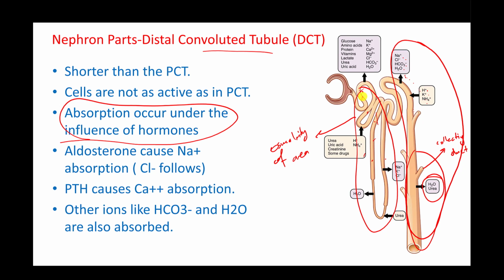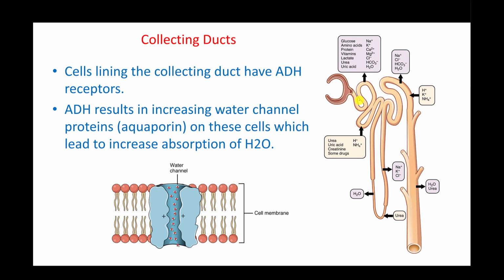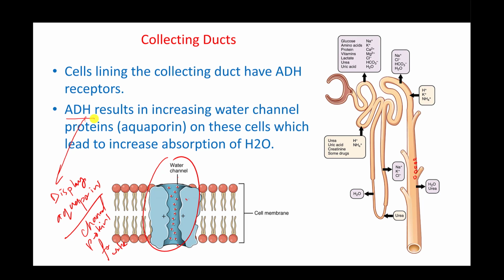Okay, comparing to the PCT and the nephron loop, for example, on the collecting duct, we have water channels. The cells of the collecting duct will display more of these water channels once ADH is secreted. Remember the antidiuretic hormone secreted by the pituitary gland? So we said that hormone targets the kidney. Here it targets the cells of the collecting duct and asks them to display aquaporins. These are channel proteins for water. So when ADH is secreted, we are going to reabsorb a lot of water. And that's how we are blocking urine formation.